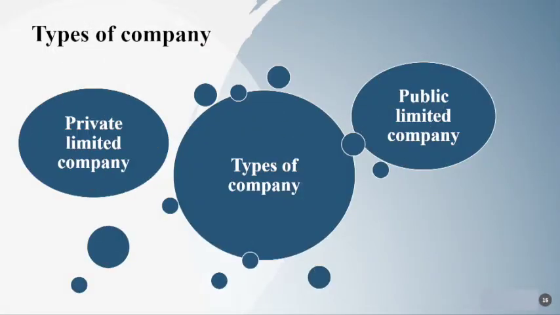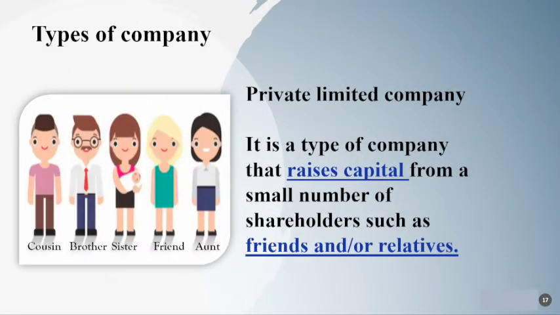Let us see the different types of company. There are two types of company. The first one is private limited company, and the second one is public limited company. What is a private limited company? It is a type of company that raises capital from a small number of shareholders such as friends and/or relatives. For example, cousin, brother, sister, friend, and aunt.